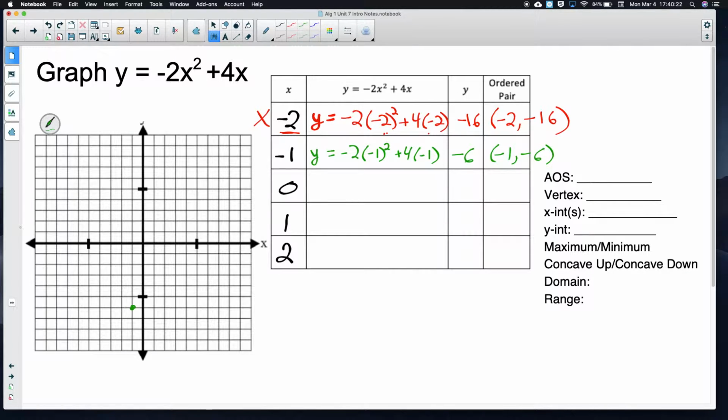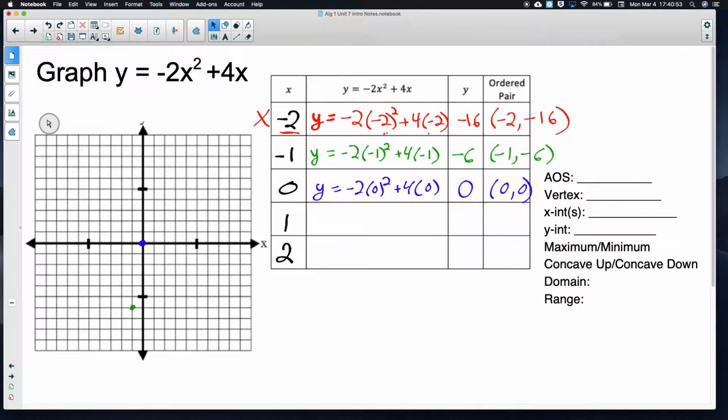So let's plug in 0. Let's see, what do we get out for 0? When I plug in 0, y is equal to negative 2 times 0 squared plus 4 times 0. Well, everything's getting multiplied by 0, so my output is just going to be 0. So it turns out that (0, 0) is going to be a point as well.